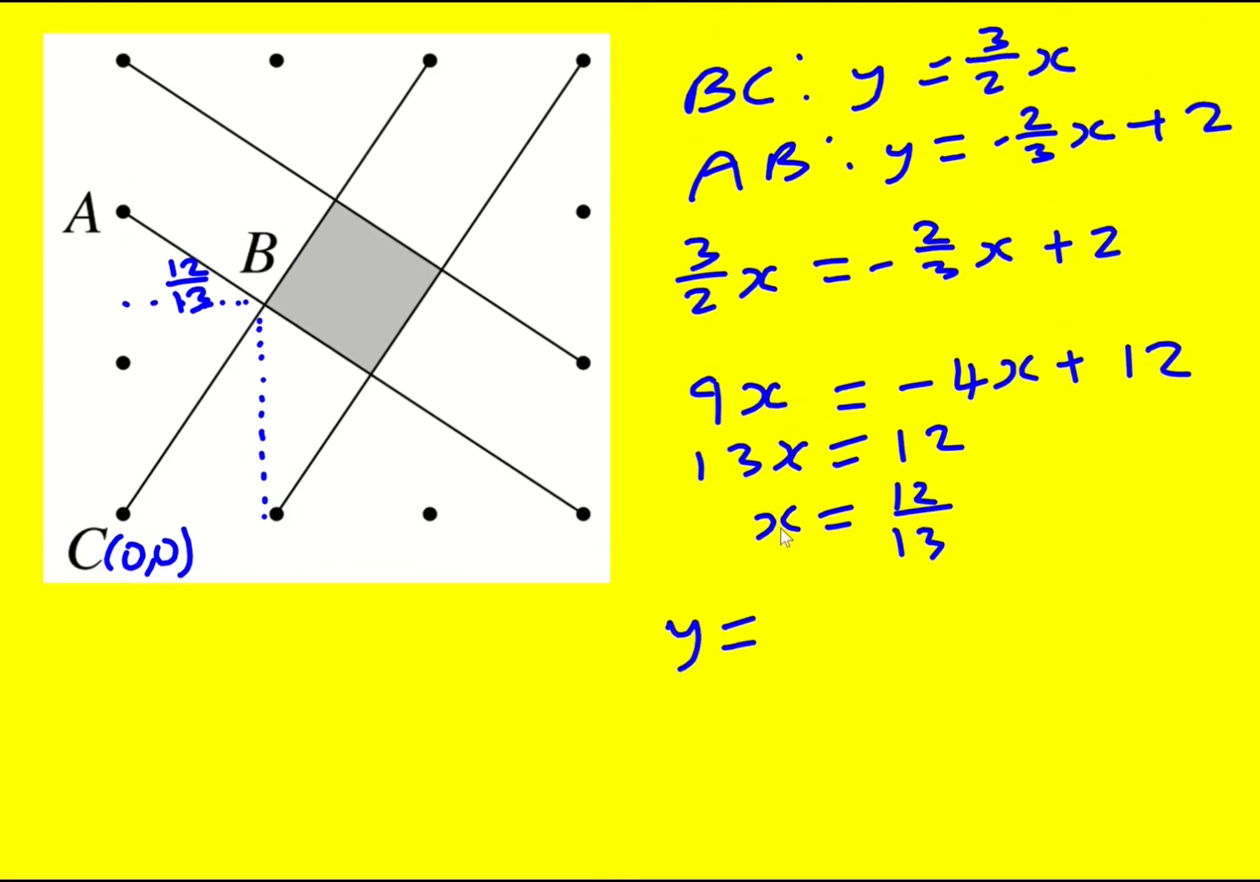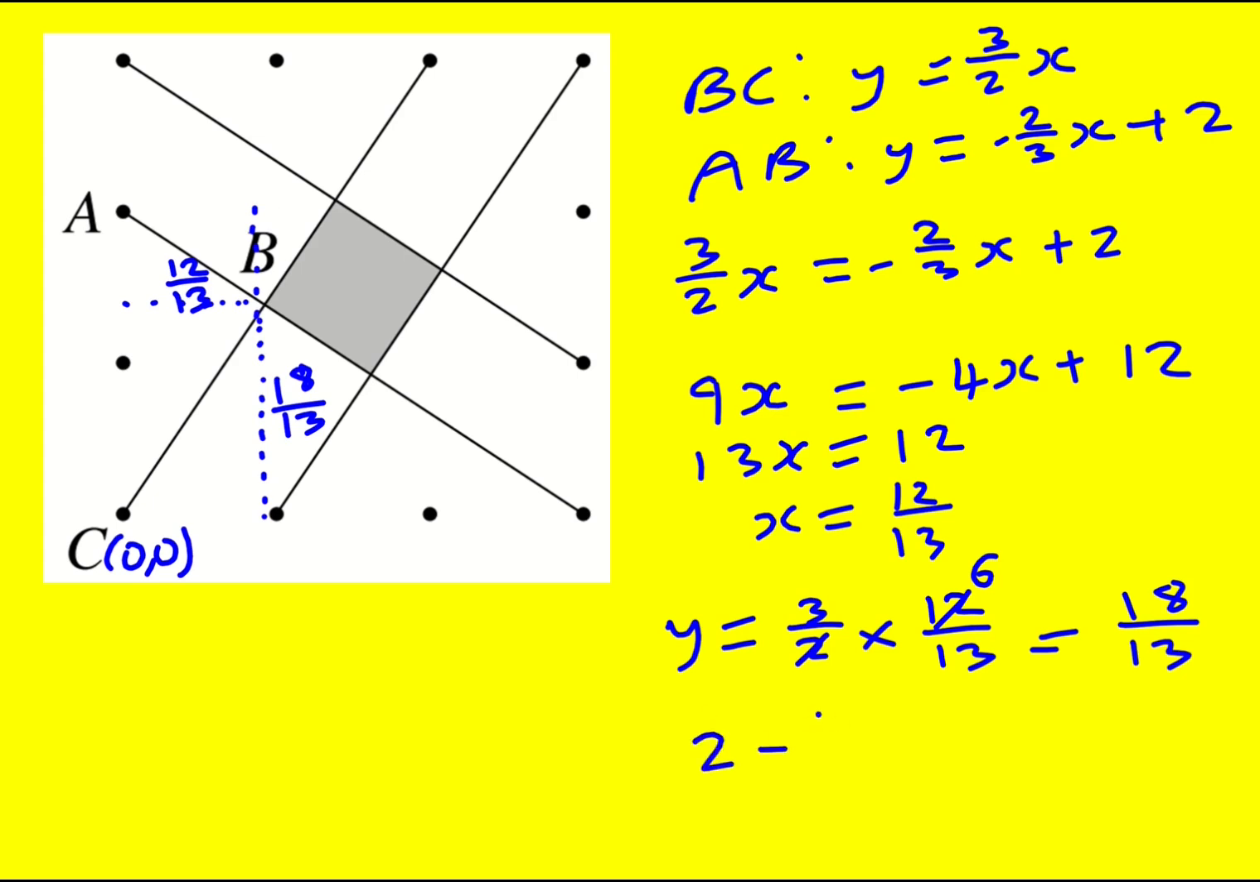And y, I can substitute it back in. I might as well substitute it into the simplest one. y is going to be 3 over 2 times 12 over 13. Well, I can cancel that and that out to give me 6. So I'm going to get 18 over 13. I'm going to get one other length because I know that this whole length here is 2. So I can do 2 minus 18 over 13, which is 26 over 13 minus 18 over 13, which is going to be 8 over 13.